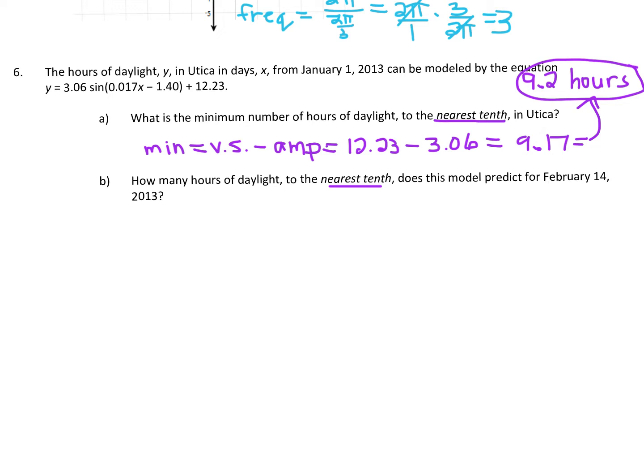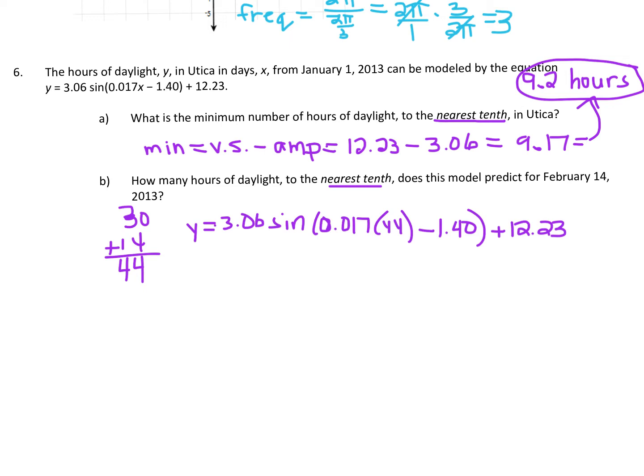Well, let's think about it. There's 31 days in January, so that means there's 30 days remaining in January. Sorry, that's supposed to be a 3. In addition, we need 14 more days to get us to February 14th. So altogether, February 14th is 44 days from January 1st. So that's representing our X. We're going to take the 44 and substitute it in for X into our equation. What we did was replace the X with the 44.